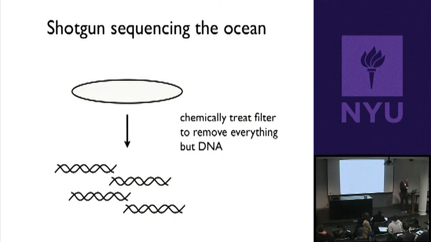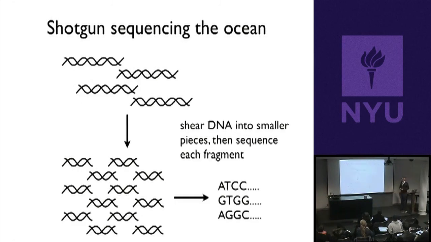Okay? So then what you do is you treat it as if it were the human genome. You break it up into small pieces, you clone each of those pieces, and then you get the sequence of each of those pieces. So you get a bunch of many reads of, you know, A, T, C, C, blah, blah, blah, whatever. That's a piece of DNA that came from one of the organisms that was attached to that filter. Okay, does that make sense?